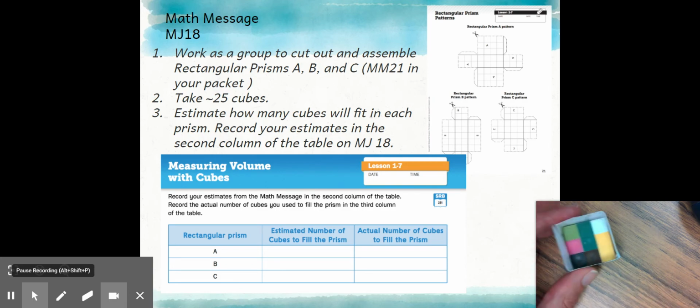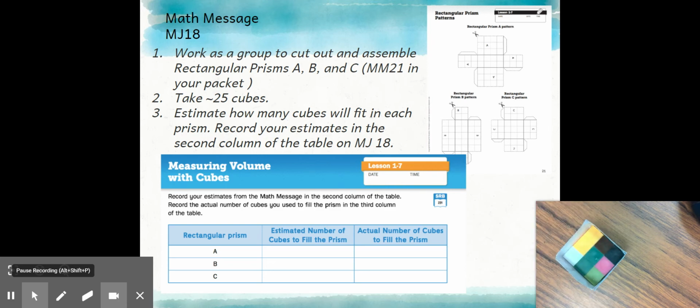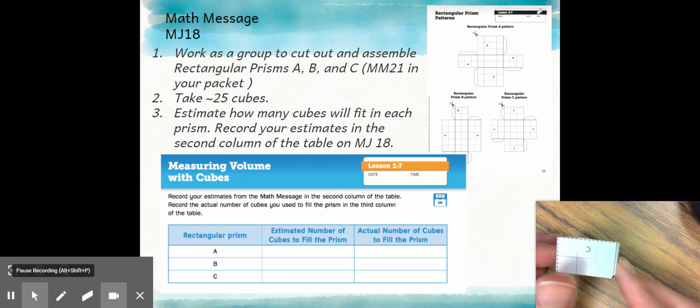Okay, and then the last prism is prism C. Again, I have filled it with one layer, and in one layer, how many cubes can I fit? I can fit 9 cubes. And how many layers are there? There are 2 layers to this prism.